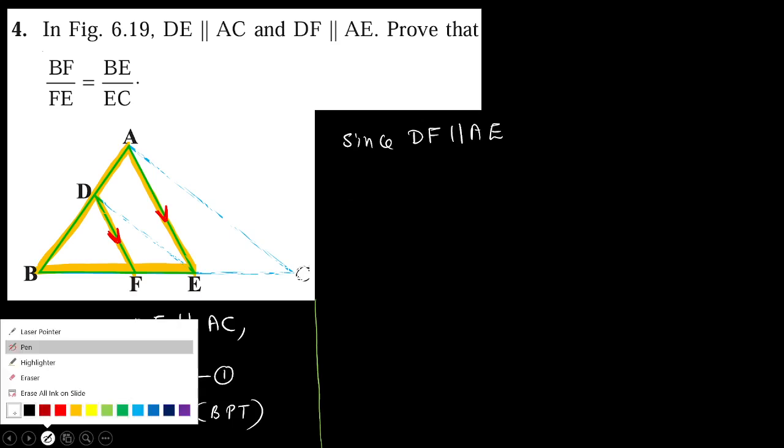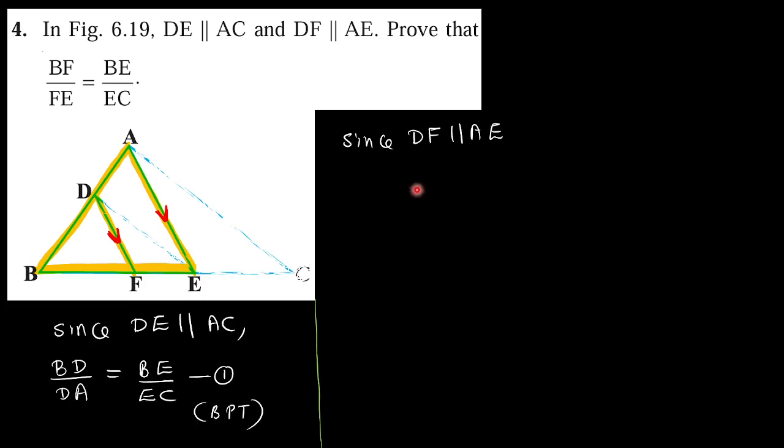When you write the ratio, please try to include the ratio given in equation number 1, the ratio which is already present in 1. The left side ratio BD by DA is already there in 1.